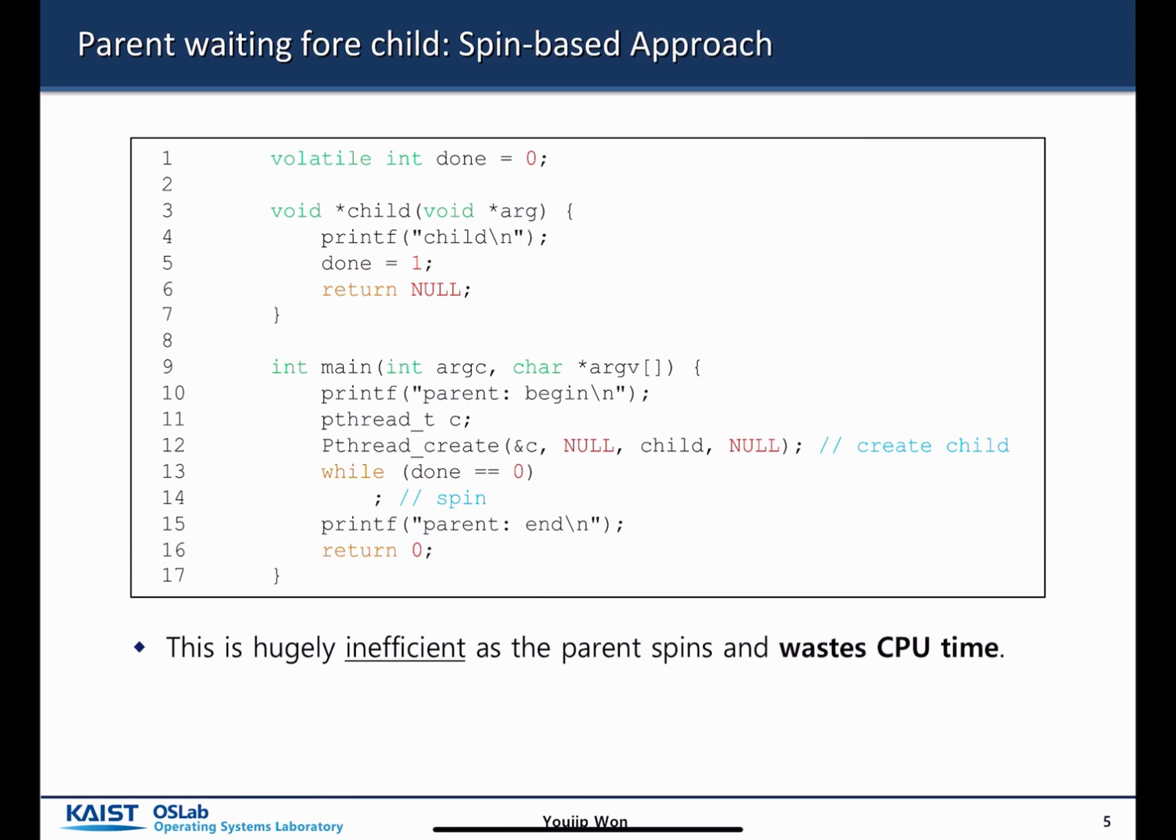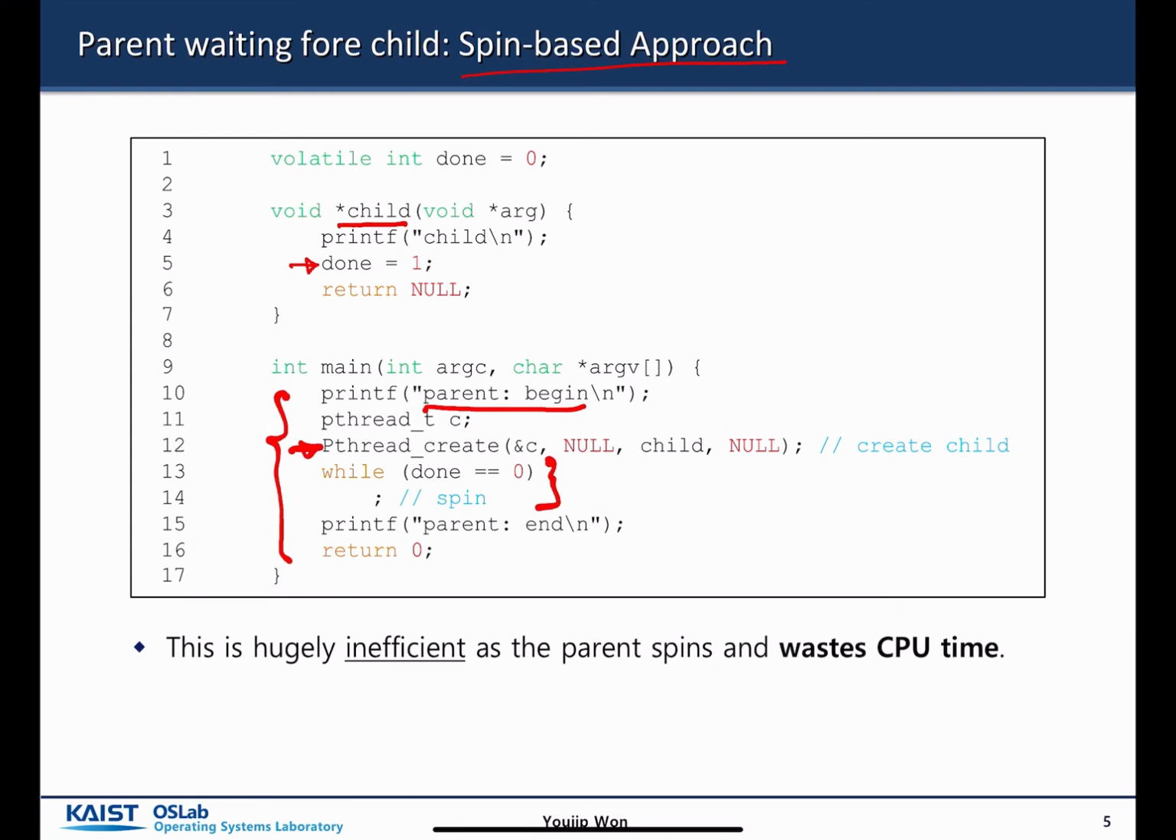So the first approach is the spin-based approach. Let's look at this example. Here, in the child function, after it prints the child, it sets done equals 1. And in the main program, first, the main program prints the statement parent begin, and then it calls pthread create. After creating a pthread and executing a function, it introduces the while loop where it checks whether the variable done is 0 or not.